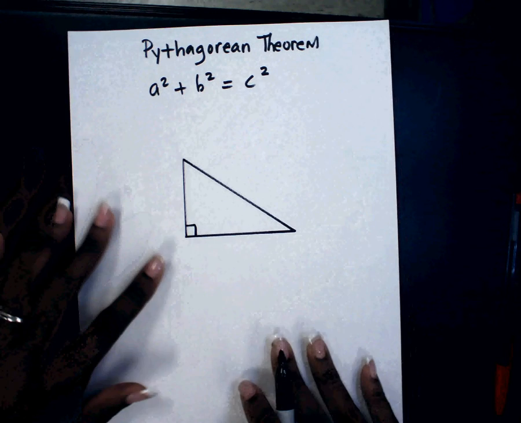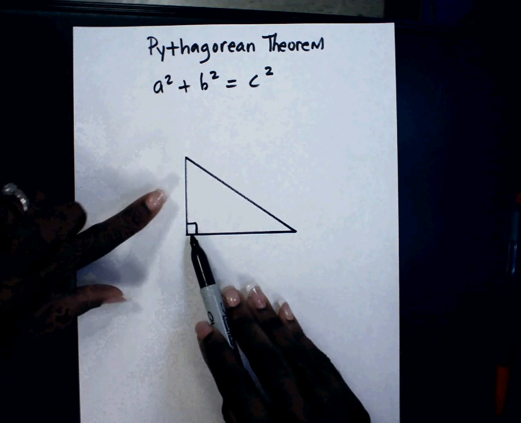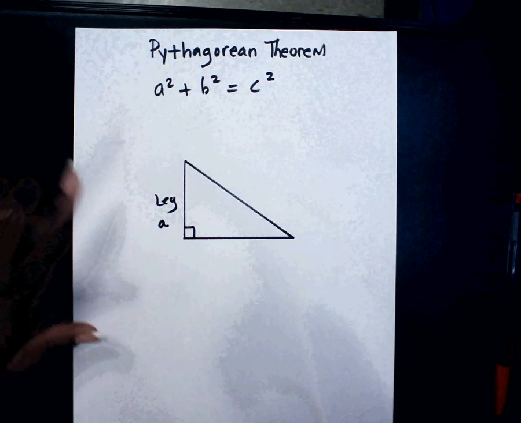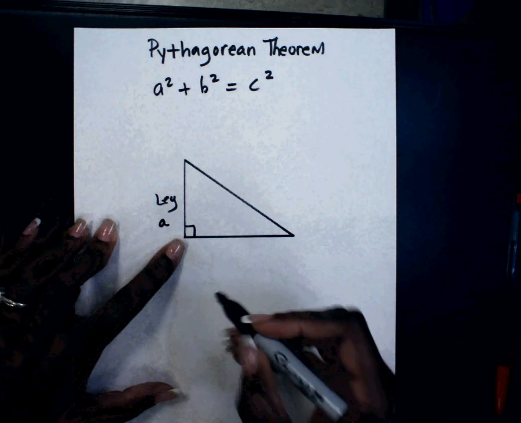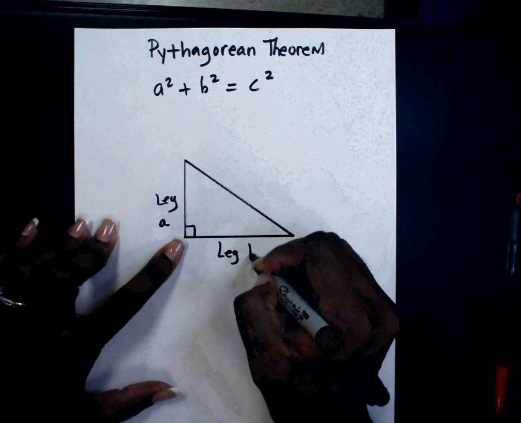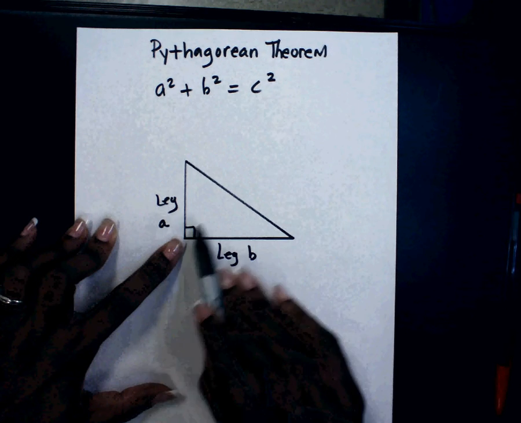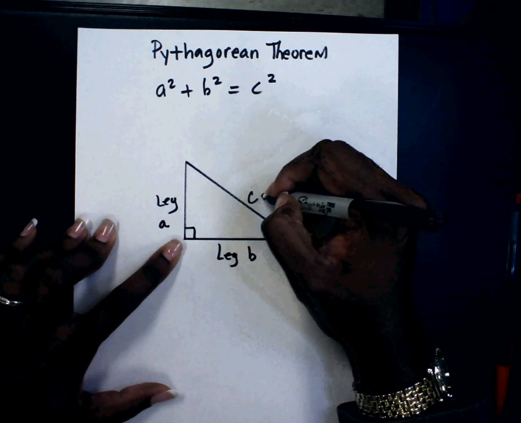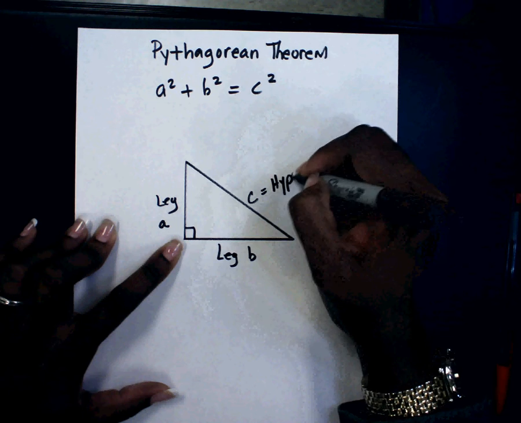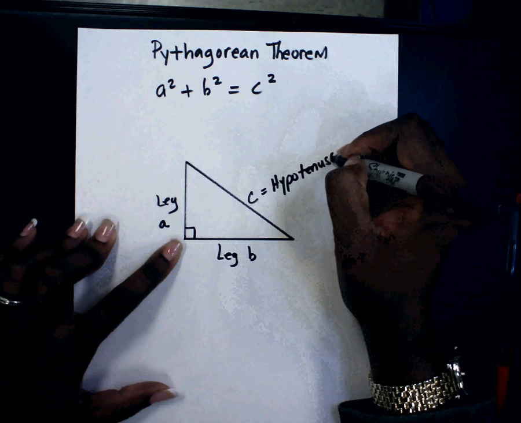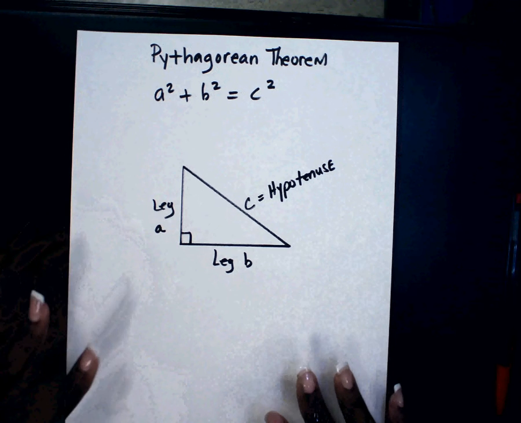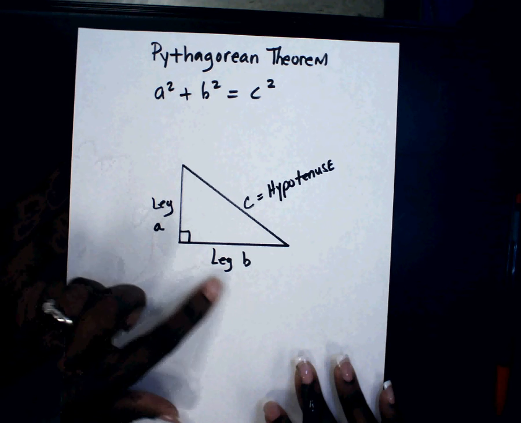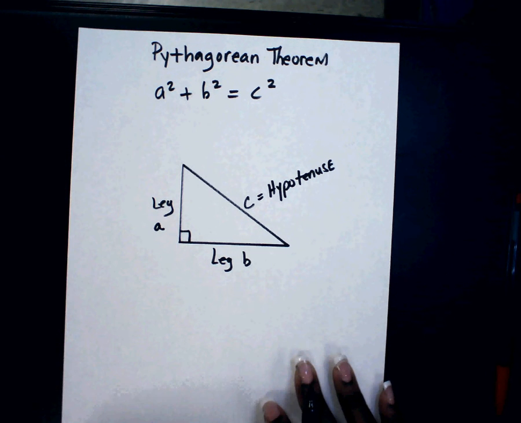So I have all 3 sides of my right triangle, and I'm going to put my right triangle symbol right here. And so to the left of my right triangle symbol, that's going to be my leg A, and then to the right of my right triangle symbol, that's going to be my leg B, and across from my right triangle symbol, that's going to be my C, also known as the hypotenuse. Okay, excellent. So you should have all 3 sides of your right triangle labeled with leg A, leg B, and leg C. So I will pause for a moment.